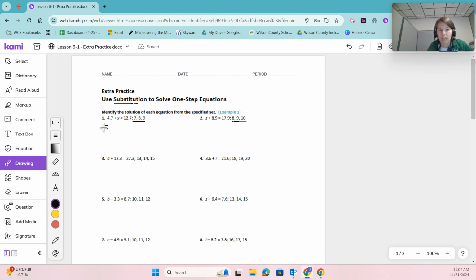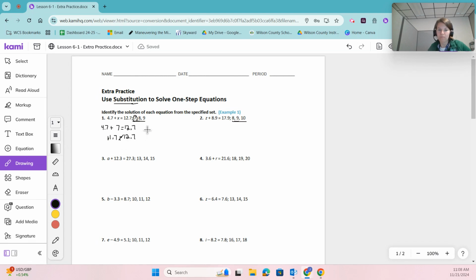So my equation is 4.7 plus x equals 12.7. I'm going to substitute 7 in for x to see if this works. Well, 4.7 plus 7 is 11.7 equals 12.7. Is that true? No, it's not. So 7 is not the solution.